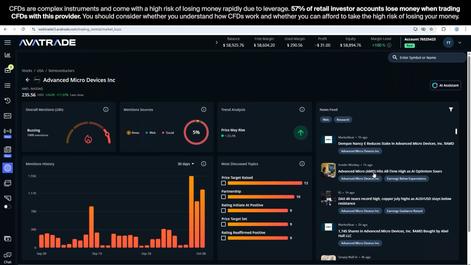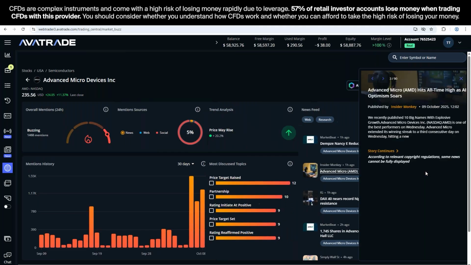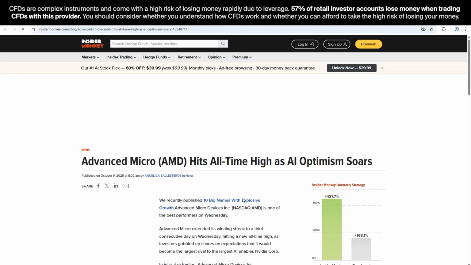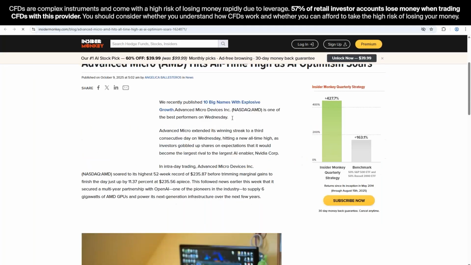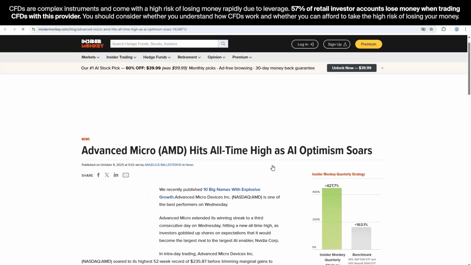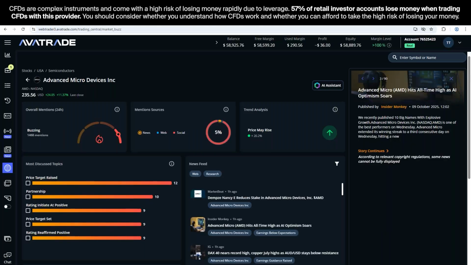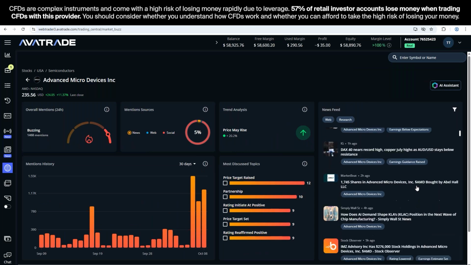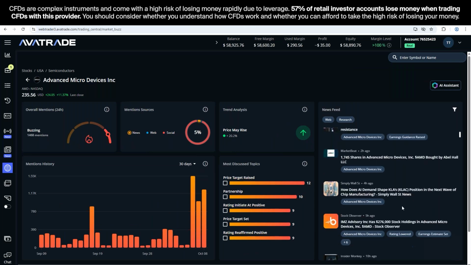Advanced Micro Devices hits all-time high. Why? AI optimism. You can read, well, what does that have to do with micro devices? So I can click and read the whole article. All right, and if you read, you'll see that Advanced Micro Devices just had a new deal with OpenAI. They're going to be a chip provider for OpenAI. They have some kind of deal or contract that they're working out. And as we scroll down, you can get more information on that.